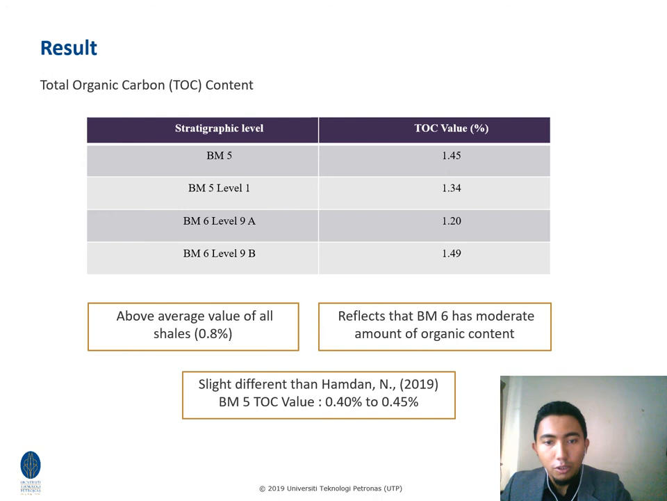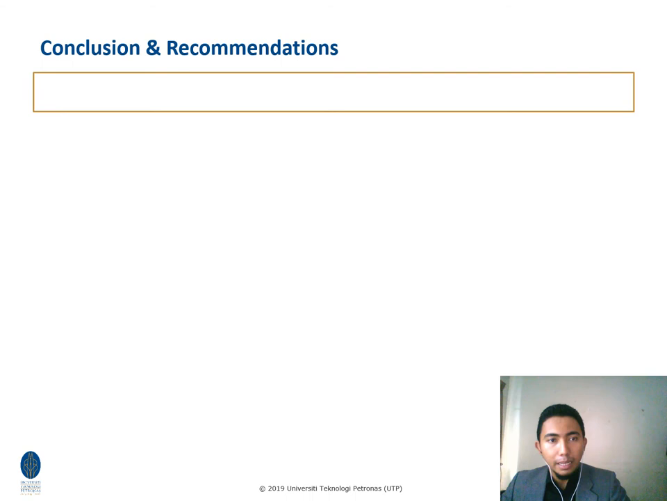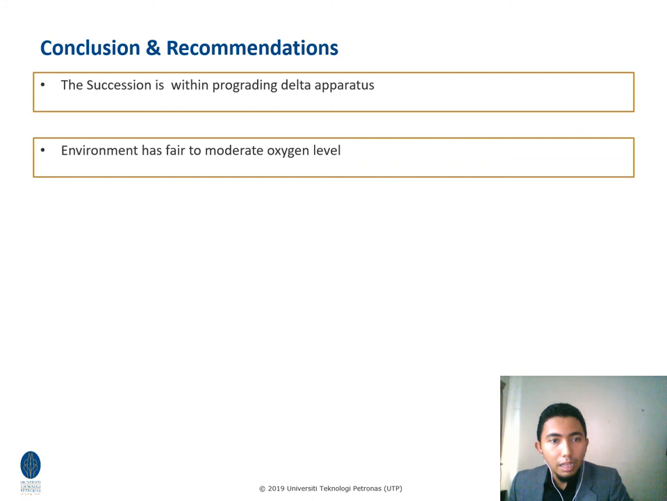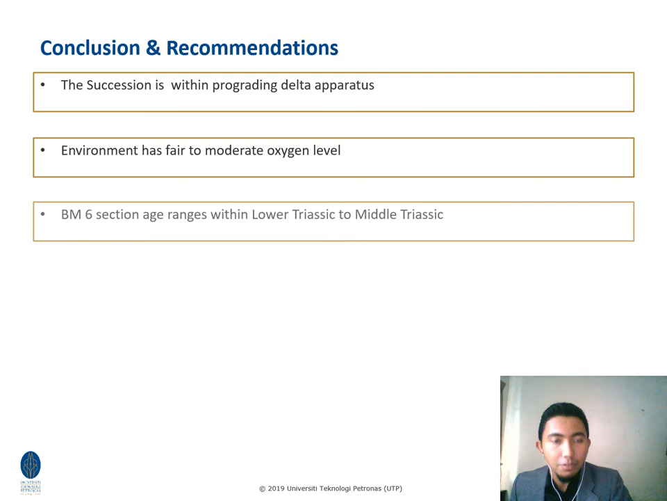So finally, the conclusions and recommendations I can portray in this project are that the succession is within a prograding delta apparatus. The environment has a fair to moderate oxygen level, which promotes growth of the miniature bivalves. The BM6 section age ranges from Lower Triassic to Middle Triassic.